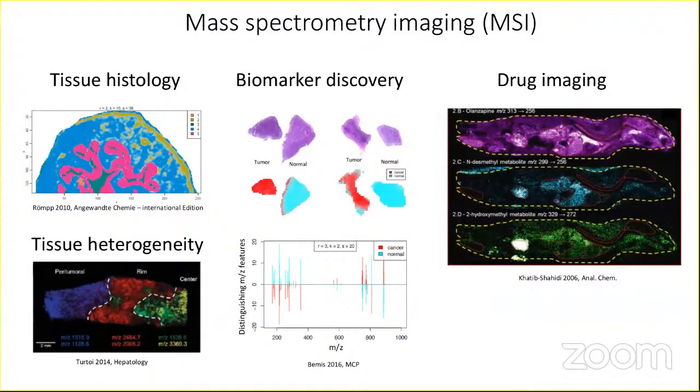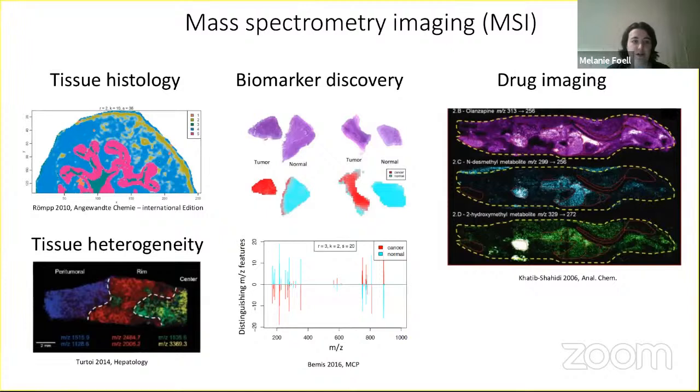So mass spectrometry imaging is abbreviated as MSI, and it enables the label-free measurement of spatial distributions of many different molecules. For example, metabolites, lipids, peptides, proteins can be measured in complex biological samples for their spatial abundance. Here I have depicted some examples. So on the left, you see a mouse bladder cross-section.